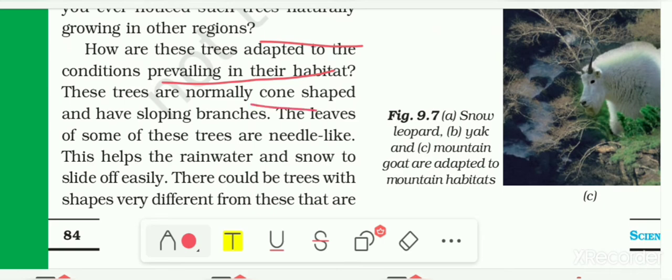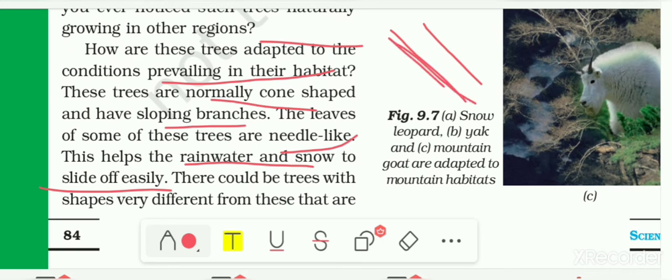These trees are normally cone shaped and have sloping branches. The leaves of some such trees are needle-like. The leaves of these plants are needle-like, and this helps the rainwater and snow to slide off easily. Because of this needle-like structure of the leaves and the sloping branches, the snow and the rain can easily slide off from the leaves or branches.